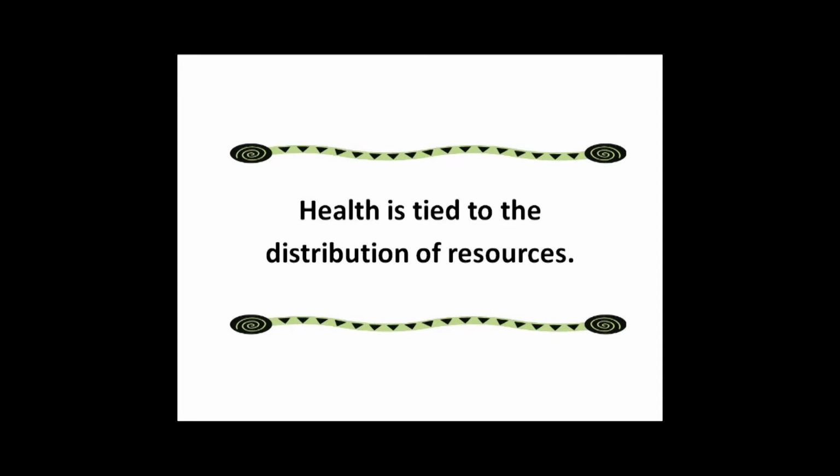So we see how strongly health is tied to the distribution of resources. The single strongest predictor of our health is socioeconomic status, whether measured by income, education, or occupation. Those at the top have the most power and resources and live longer than those at the bottom.